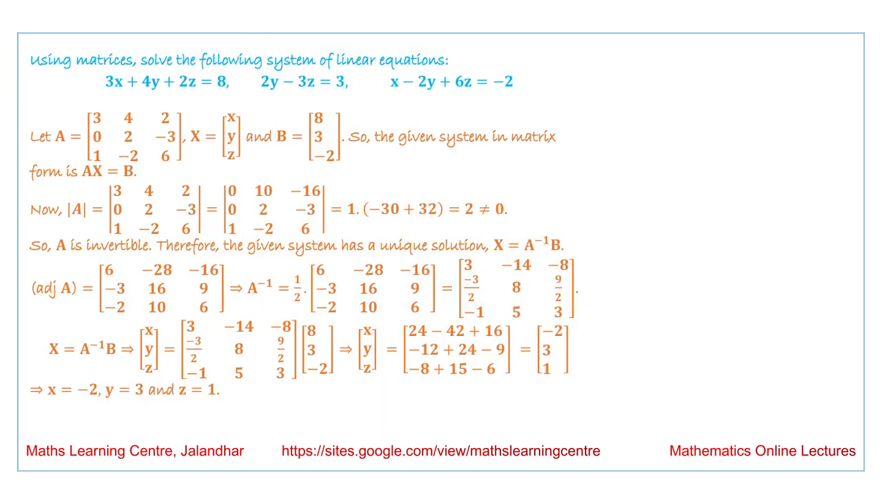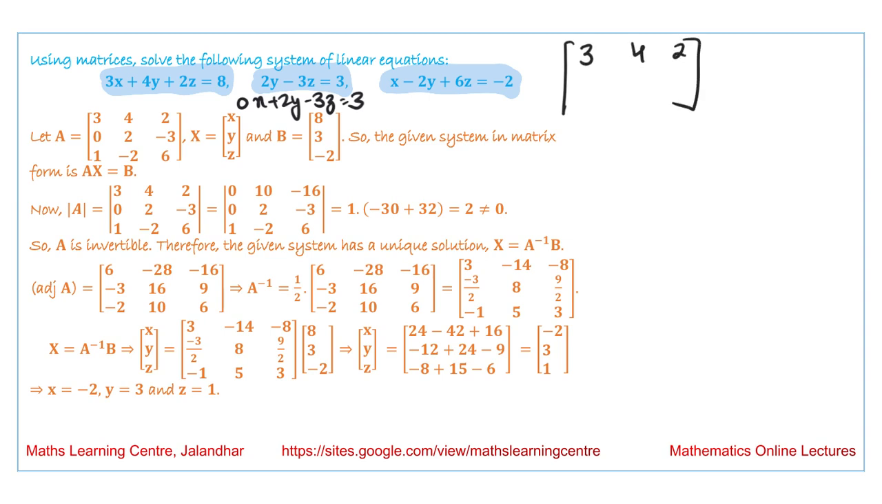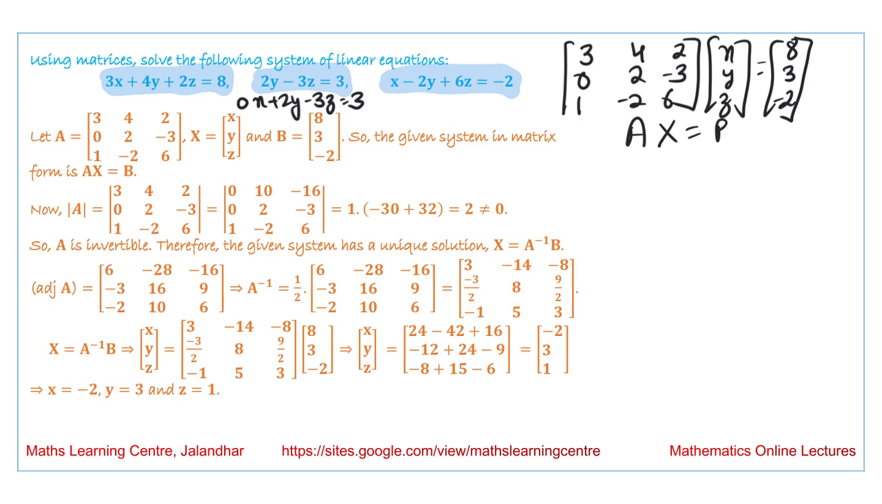Next, these three equations are given, and we have to solve them using the matrix method. If we look at the second equation, it is basically 0x plus 2y minus 3z is equal to 3. In matrix form, we write 3, 4, 2; 0, 2, minus 3; 1, minus 2, 6 into x, y, z, equal to 8, 3 and minus 2. So this is Ax = b.